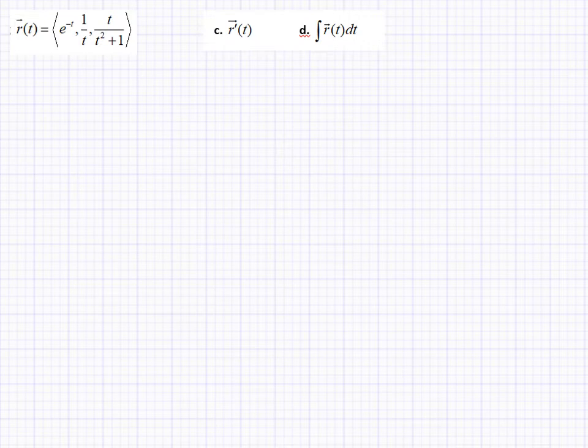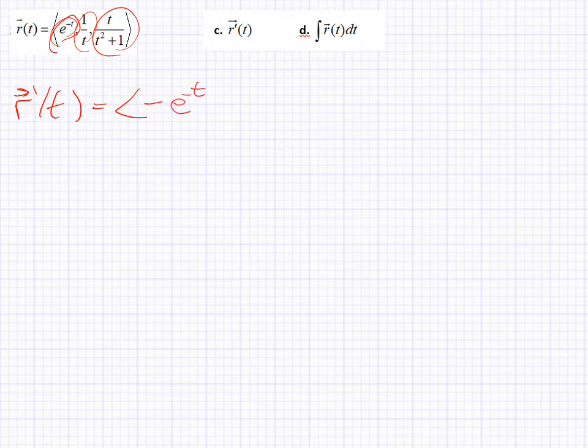I want to find the derivative and integral for this vector valued function. I'll do derivatives and integrals. Remember, we have to take the derivative of each component, and the same goes for integration. So to find the derivative of r of t, take the derivative of e to the negative t. That's an easy one: negative e to the negative t. Then for 1 over t, if you write it as t to the negative 1, it's just the power rule, so negative 1 over t squared is what you end up with.